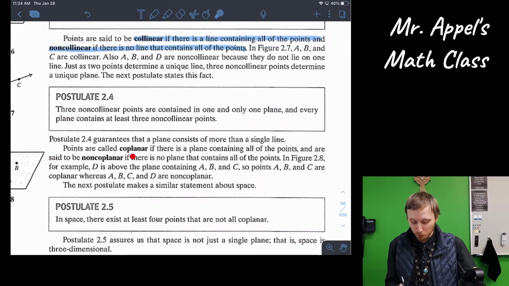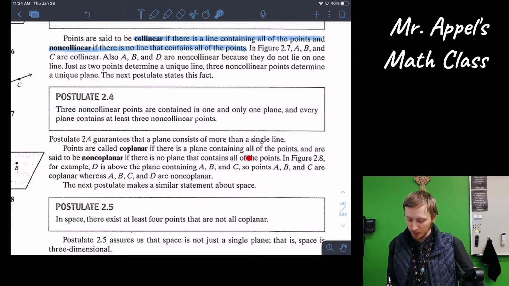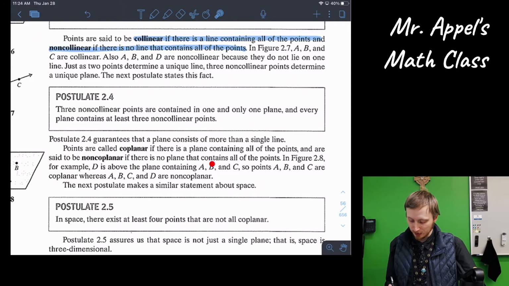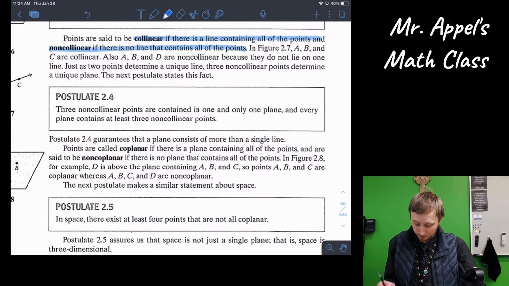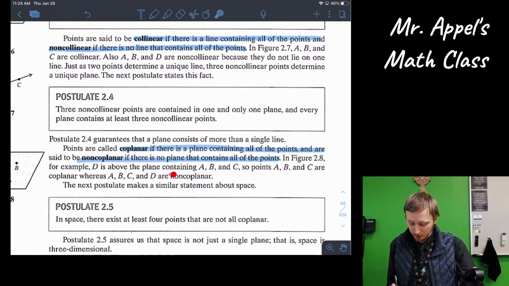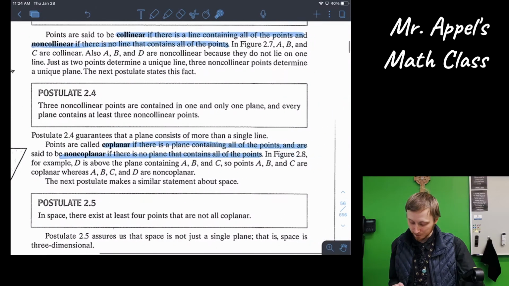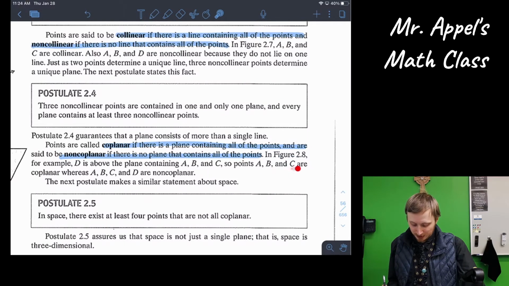Points are called coplanar if there is a plane containing all of the points, and are said to be non-coplanar if there is no plane that contains all of the points. So coplanar and non-coplanar work exactly like collinear and non-collinear. In figure 2.8, for example, D is above the plane containing A, B, and C. There it is, floating out there in space. So points A, B, and C are coplanar, whereas A, B, C, and D are non-coplanar.